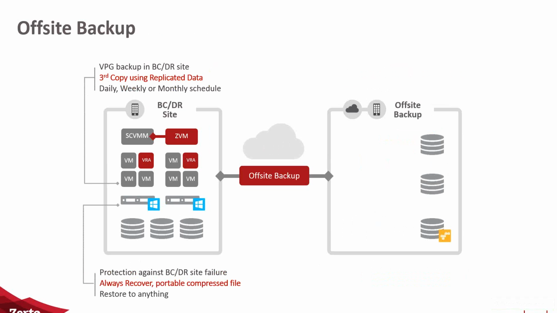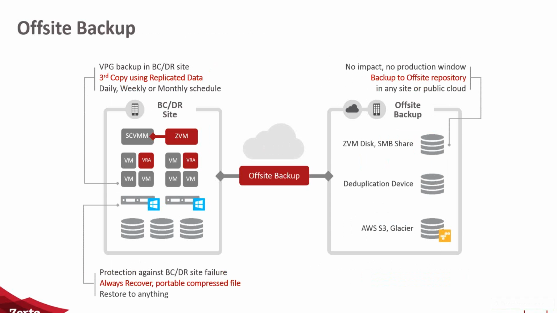So if you have a problem with your target storage that you have all the replica data on, this third copy is just a compressed backup file which you can take to any different storage device. It could be an SMB share, a disk to the Zerto manager, a dedicated deduplication device, or you could even store it up in AWS S3 and have that life cycle down into Glacier.